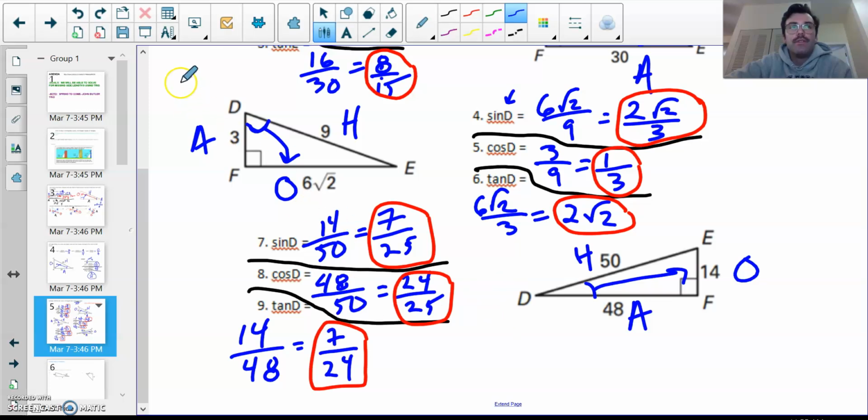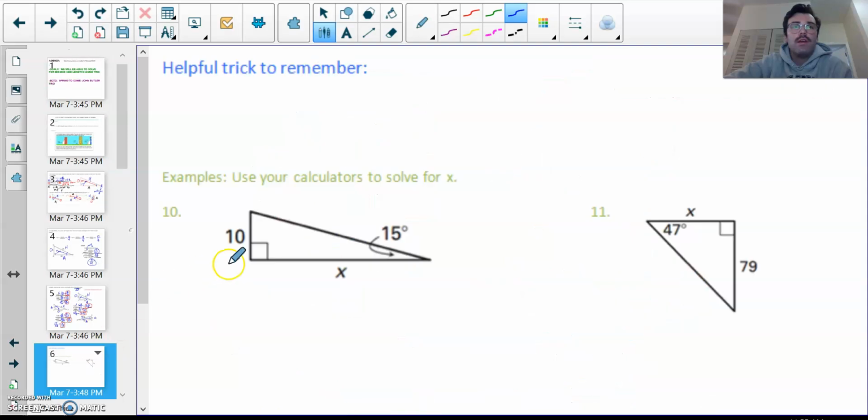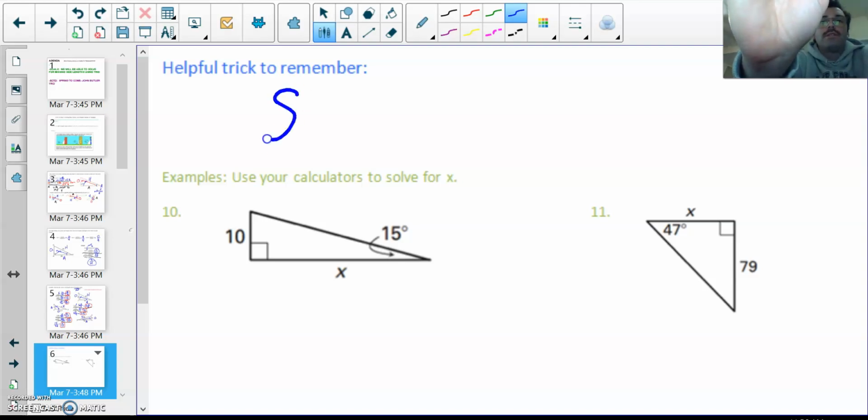Notice how these 9 problems ask you to just find the ratios. Now, as we move back here, we're going to solve for x, and we're going to want to use our calculators to do that. There's this helpful trick. I told you there was a trick earlier. We call it SOHCAHTOA.